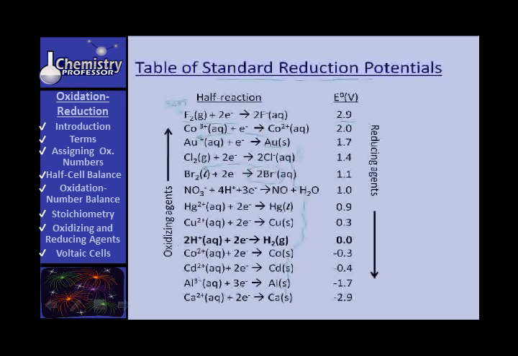Now I want you to look at this right here. This one that is 0 is your hydrogen electrode. It's hydrogen and platinum, and it has a voltage of 0. Why do we say that? We say that because we had to have a standard to use. So we set this up as our standard. And everything above it has a positive voltage, and everything below it has a negative voltage.